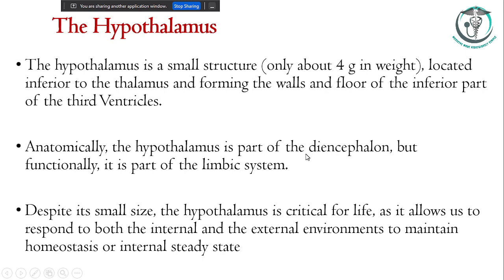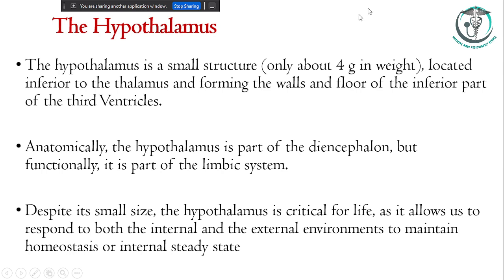Like I said, whatever you learned in anatomy is true. The hypothalamus is part of the diencephalon, and you know that the diencephalon is made up of the thalamus, the subthalamus, and the hypothalamus itself. So that is the anatomical part of the hypothalamus. But functional-wise, the way it functions, it falls under the limbic system. Anatomical-wise, it falls under the diencephalon.